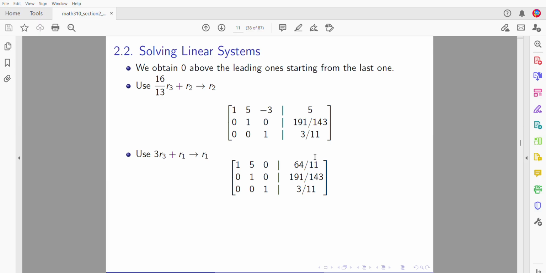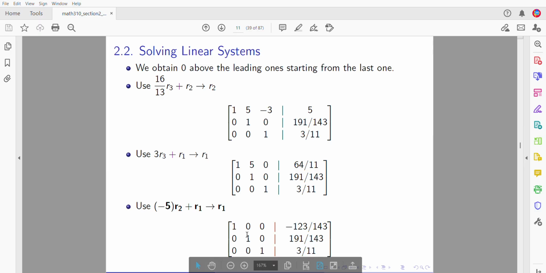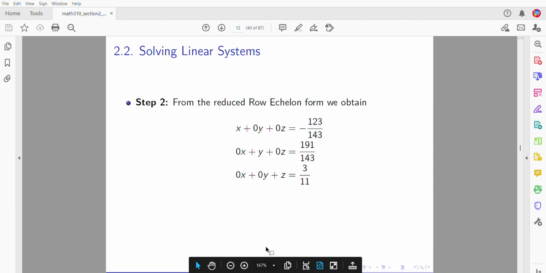Now I want a 0 here. Negative 5 times row 2 plus row 1 is your new row 1. So I got a 0, 0 here, and this number changed. So you see, directly, no substitution needed. Reduced row echelon form gets you x plus 0y plus 0z, that is x itself, 0x plus y plus 0z, so y itself, you have solved for the system.